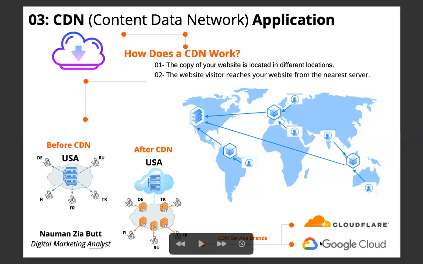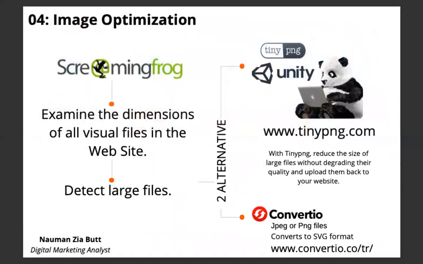But I'm using Google Cloud and Cloudflare, and they are quite better in terms of CDN network services. Okay, image optimization. Images are one of the very, very important factors. The dimensions of the images must be very low, and you have to decrease their sizes without any harm to the quality of the image.